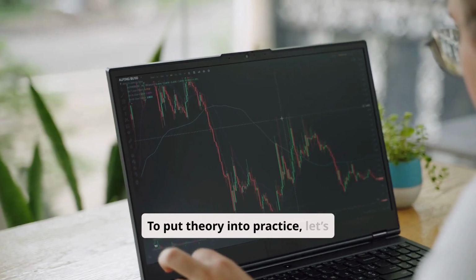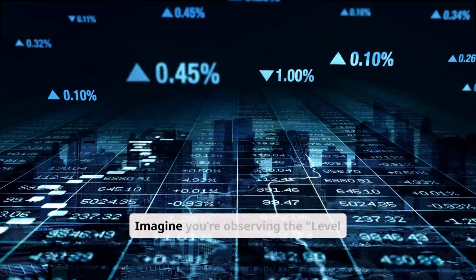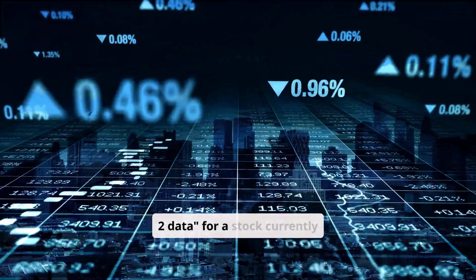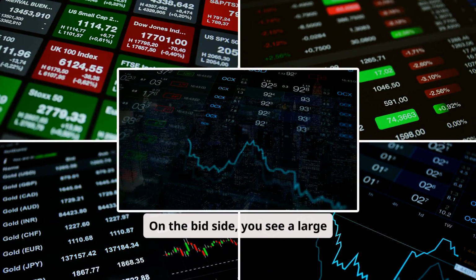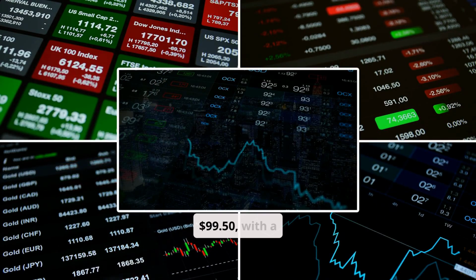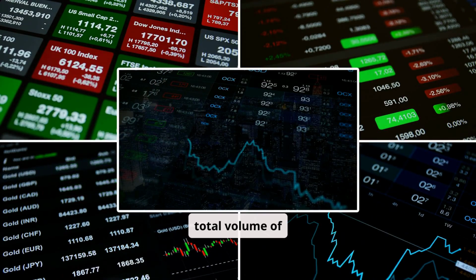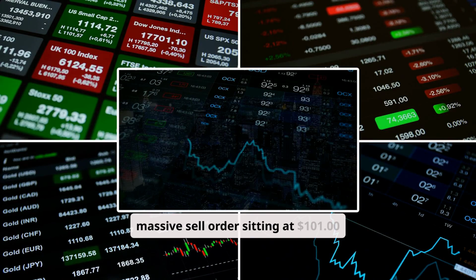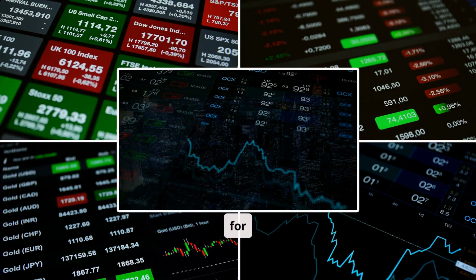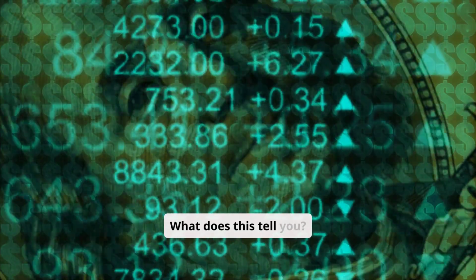To put theory into practice, let's walk through an example. Imagine you're observing the Level 2 data for a stock currently trading at $100. On the bid side, you see a large cluster of orders at $99.50, with a total volume of 20,000 shares. On the ask side, there's a massive sell order sitting at $101 for 25,000 shares. What does this tell you?